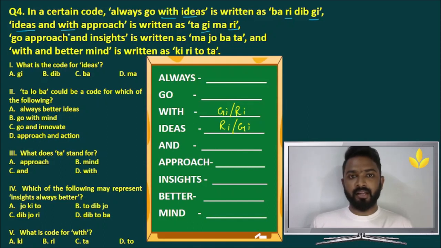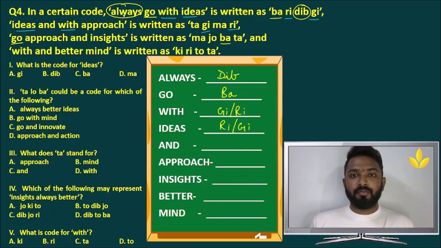After that, let's compare 1 and 3. Always go with ideas, go, approach and insights. So go is common in this. If go is common, which code is common? Ba and dib. Ba is there. So we have go, which is ba. And the only thing unaccounted for is always. Here the only thing unaccounted for is dib. So always is definitely dib. Alright, done.